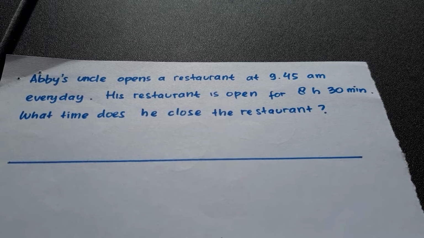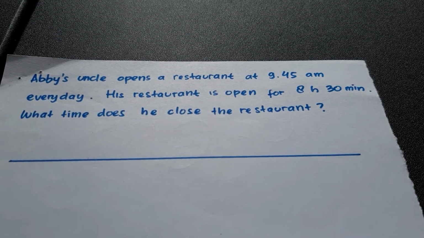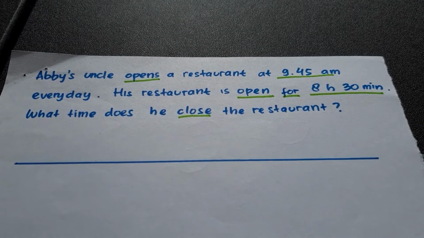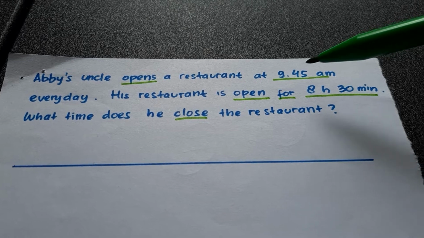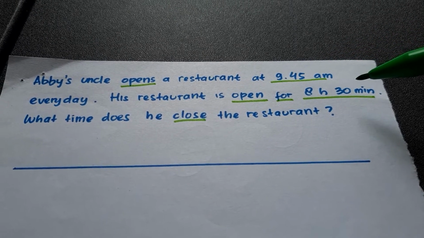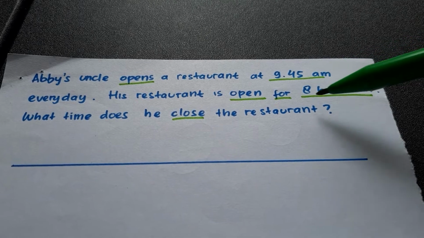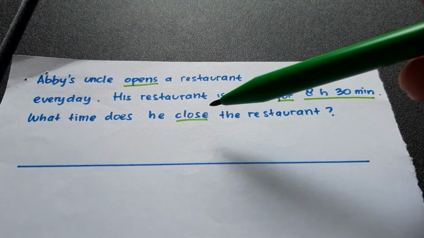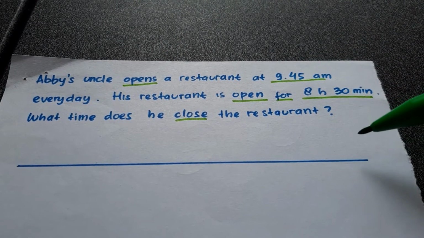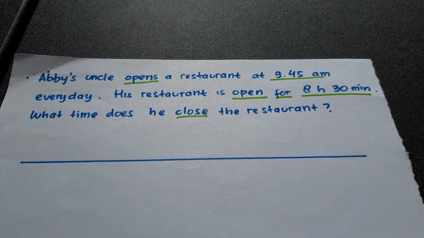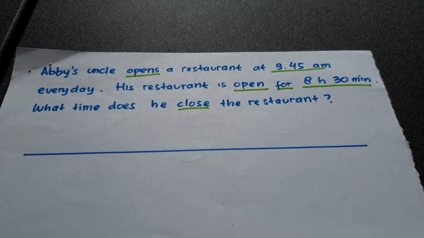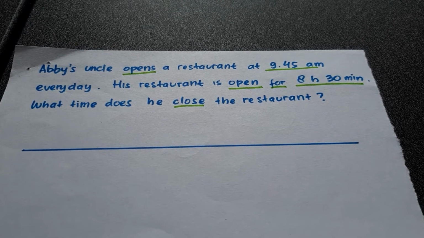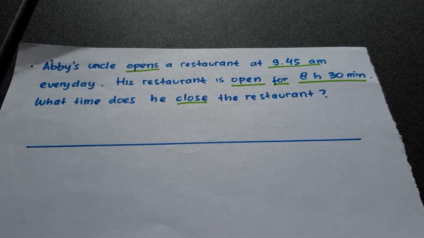Okay, I'm going to highlight the important words over here. So he opens at this time and he opens for this time. In this case, we know the duration, 8 hours and 30 minutes. And the question is, we don't know the closing time or the finishing time over here. So how are we going to do it? Easy. There are two ways again. The first way is the timeline. Let's go with the timeline first.